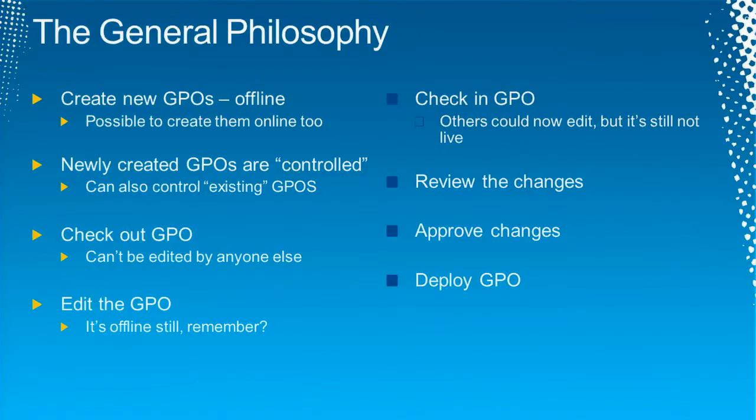Others can check it back out, undo your changes perhaps, add to that group policy object, tweak the settings you want to. It's not live until you deploy. There are two optional steps in the middle here, which are review and approve. But the point is that the thing is not actually live in production until it's deployed. Now, if you are thinking, wow, this sounds just like SourceSafe for group policy, you're on the right track. That is essentially what it does.